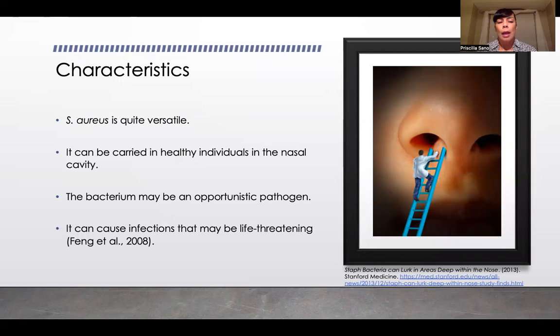Characteristics. S. aureus is quite versatile. It can be carried in healthy individuals in the nasal cavity. It is said that about 25 to 30% of the population ends up carrying this bacterium in their nasal cavity, and it doesn't necessarily pose a threat. The bacterium may also be an opportunistic pathogen.